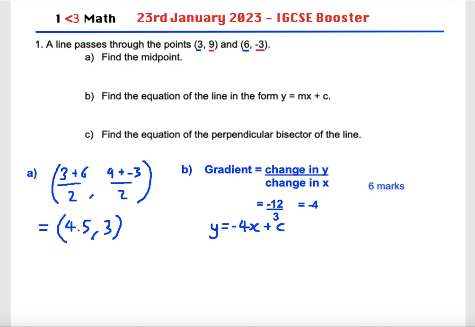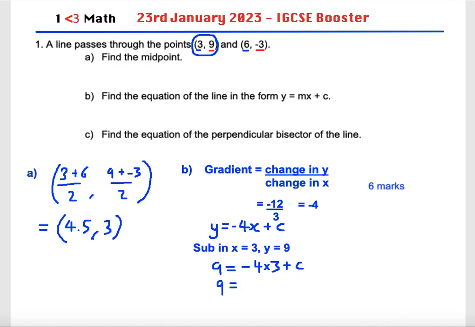Now, to work out the c value, at the moment we've got 3 variables that we don't know. X and y are changing as the line progresses, but the c is a constant, so we can sub in a pair of x and y values. Now I'm going to choose 3 and 9, and that's going to help us calculate c. So instead of y, I'm going to write 9. Instead of x, I'm going to write 3. Now that's -4 multiplied by 3, because we have -4x. Obviously then we've got plus c.